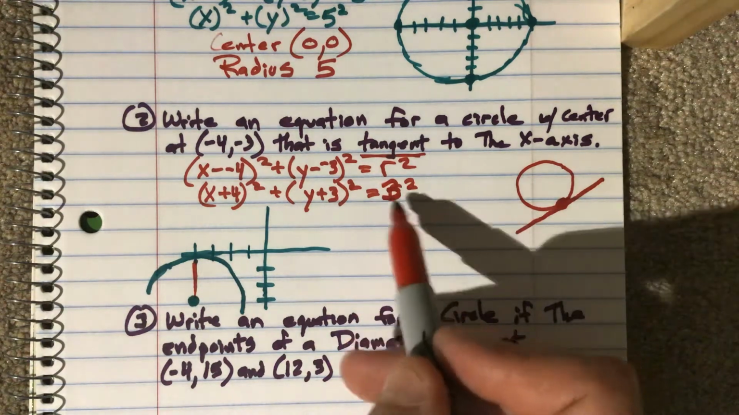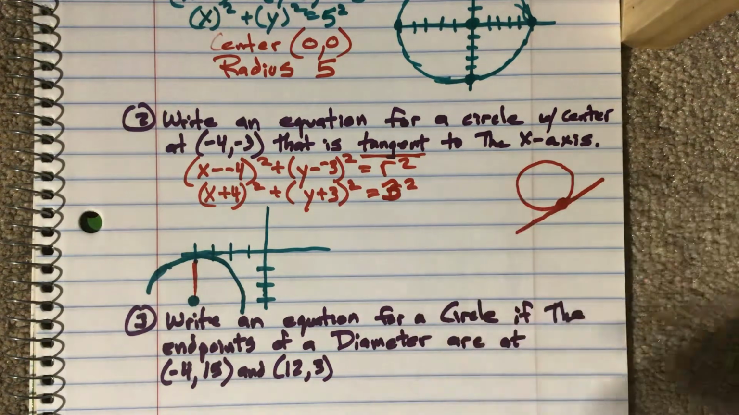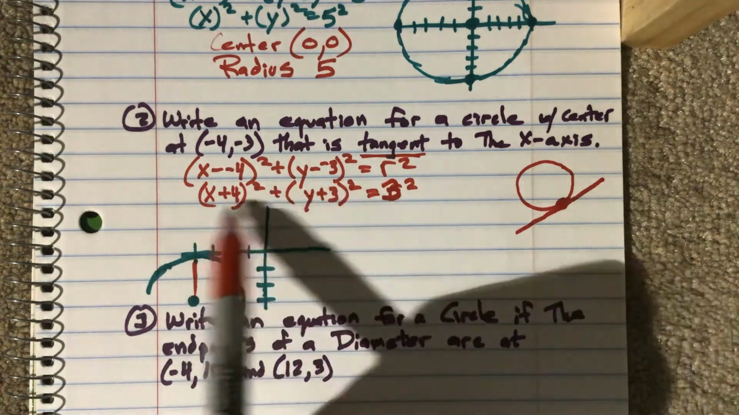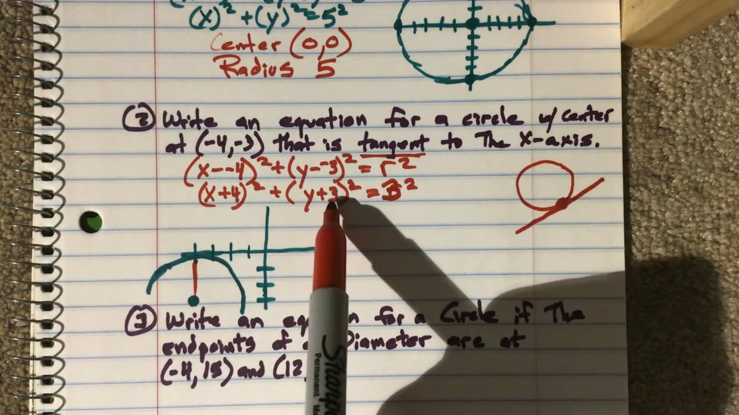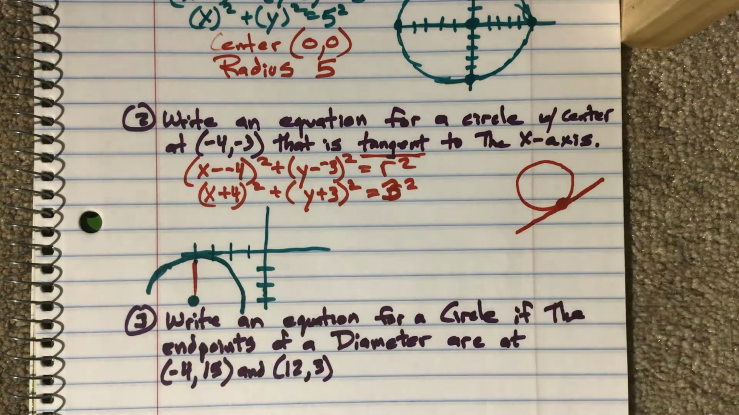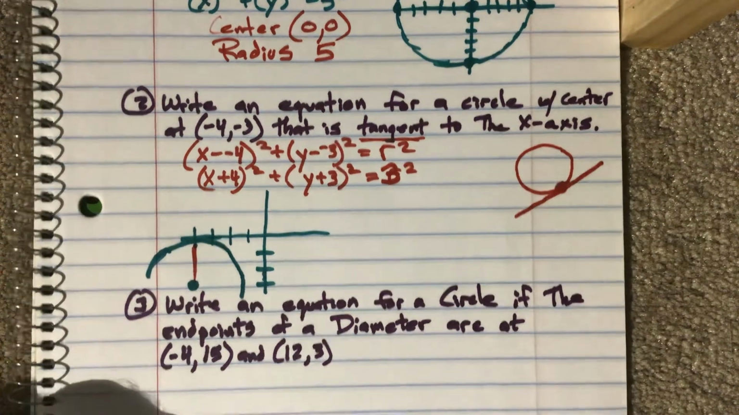You could say 9 here. You wouldn't say 9 squared. You could say 3 squared, or you could just say 9, and we would know that it was 3 squared. So that's the equation of a circle that has a center at (-4, -3), is tangent to the x-axis, and has a radius of 3. Okay, 2 more examples.